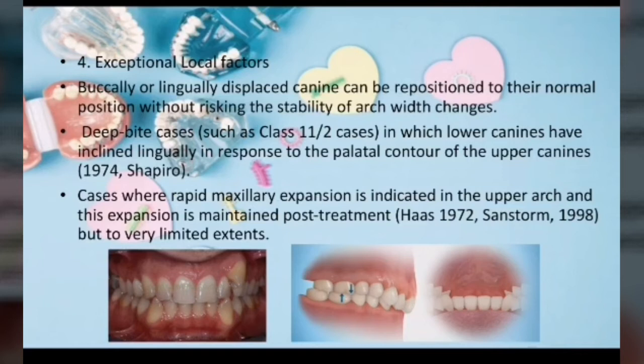Buccally or lingually displaced canines can be repositioned to their normal position without risking the stability of arch width changes. Deep bite cases, such as Class 2 Division 2 cases in which lower canines have inclined lingually in response to the palatal contour of the upper canines. Cases where rapid maxillary expansion is indicated in the upper arch and this expansion is maintained post-treatment, but to very limited extents.